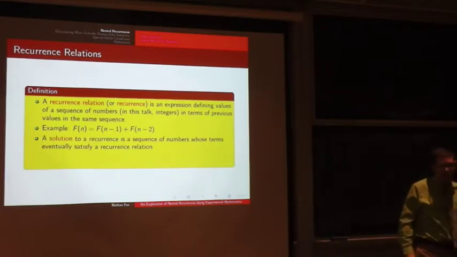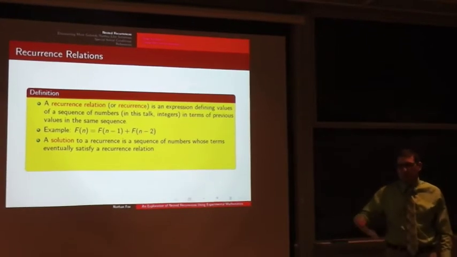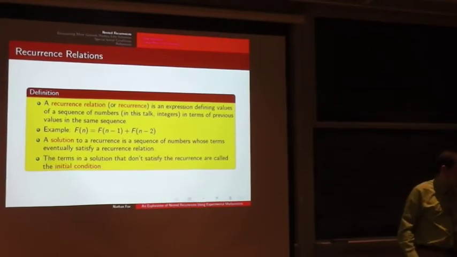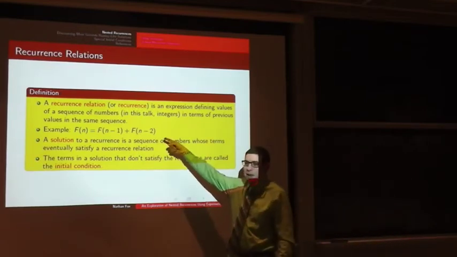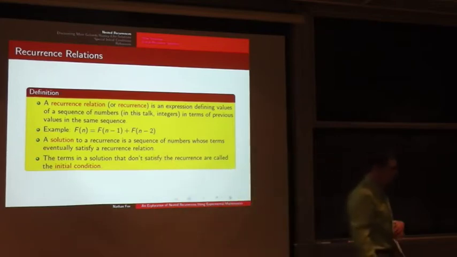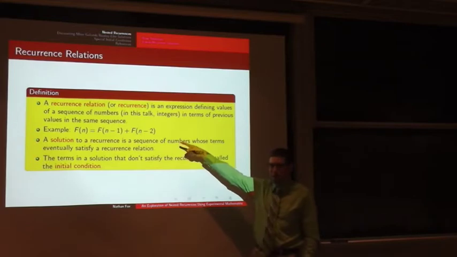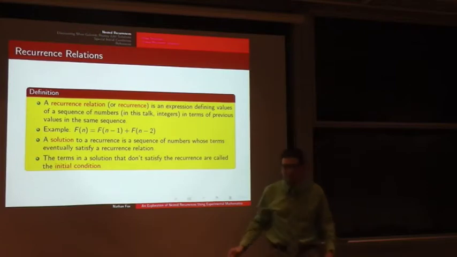We're going to call something a solution to a recurrence if it eventually satisfies the recurrence relation. The terms do that. But not every term can satisfy the recurrence because, if you look at this, the first term can't satisfy this because there's no zeroth term. So you have to have some sort of initial condition. You need at least two initial conditions for the Fibonacci recurrence, but we're allowed to have more initial conditions than we need. That's going to be important.